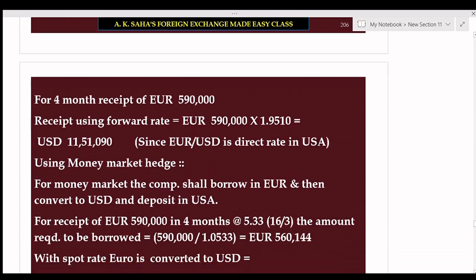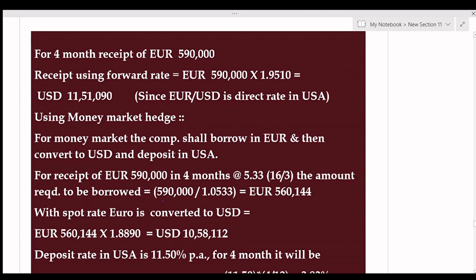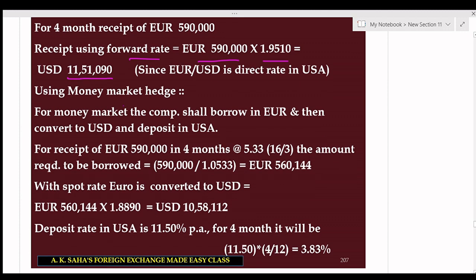And next, the 4-month receipt of euro 5,90,000. Using the forward rate, euro 5,90,000 multiplied by the bid price 1.9510, because the euro/USD exchange rate is a direct quote in the USA, is equal to US dollar 11,51,090. The exporter will convert the euro into dollars, 11,51,090.